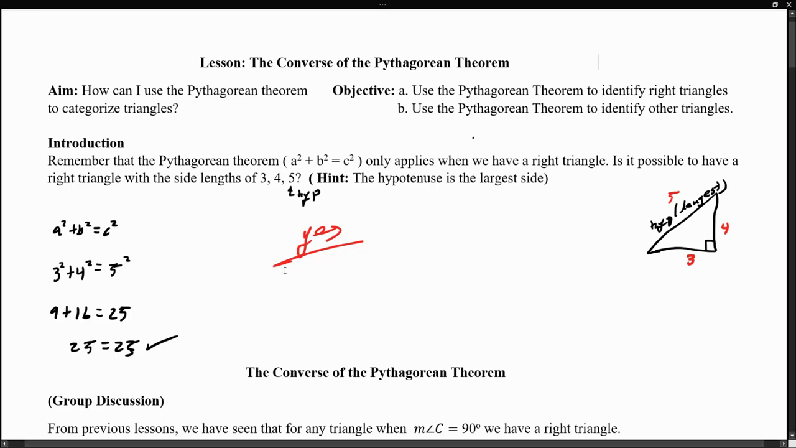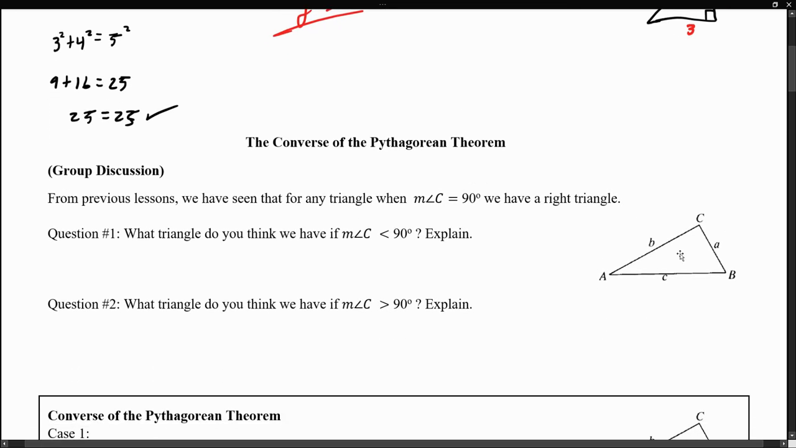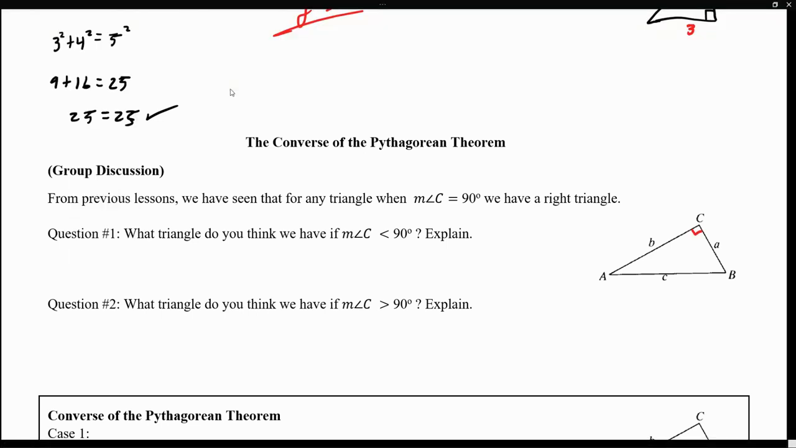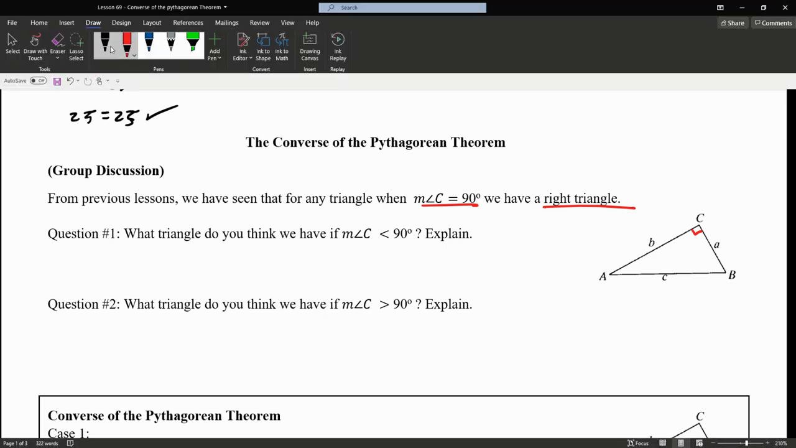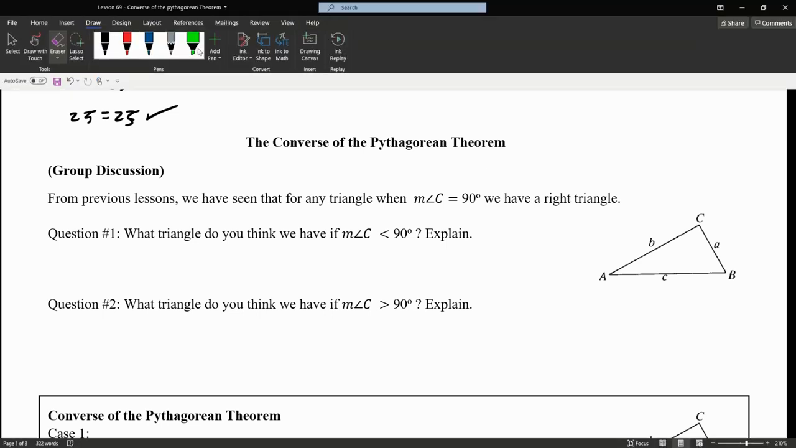So let's actually expand this idea. Let's take a look at this triangle that we have here on the right hand side. We know one thing for sure: if we make our angle c exactly 90 degrees, then we definitely have a right triangle, because that's just how we define right triangles. But what if, instead of making it a right angle, what if we make that same angle c into a value that is less than 90 degrees?